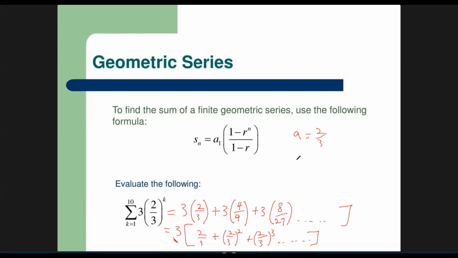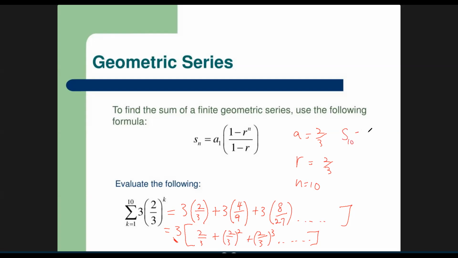What is R? Basically 2 over 3 as well. Good, right? And how many terms are you dealing with here? 1 to 10 is 10. So n equals 10, right? So you take all these numbers and put them in here.